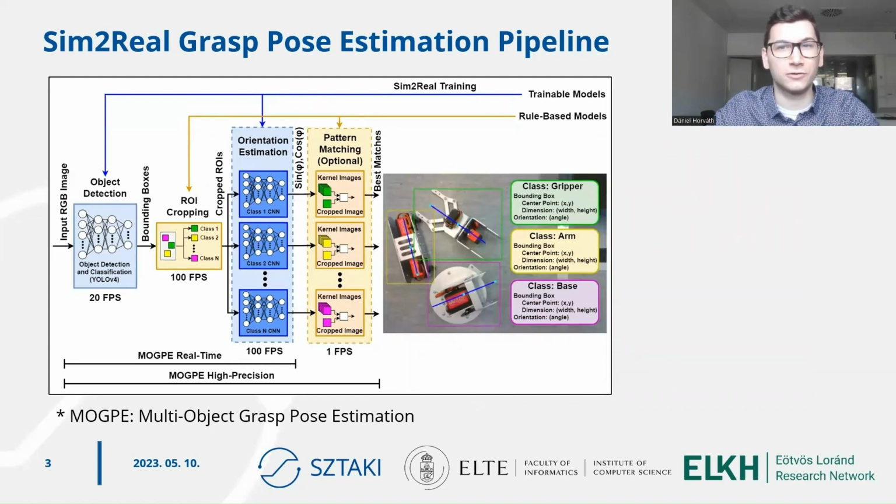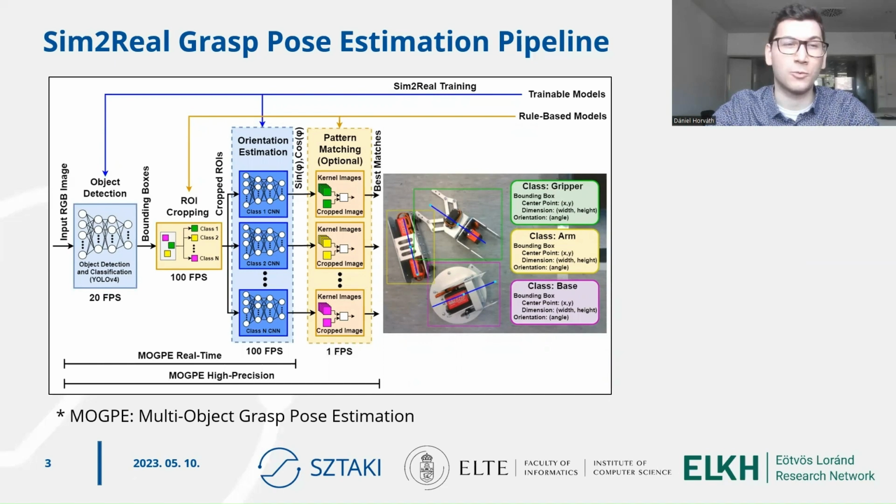So the Sim2Real grass pose estimation pipeline. This is the pipeline we came up with. And basically the input is an image and the output is the objects on the image detected, classified, and also the 1D orientation of these objects. And it has 4 steps.